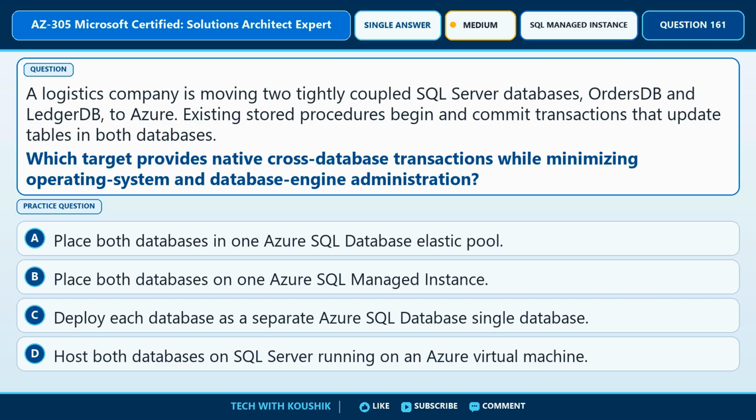The options are: Choice A, place both databases in one Azure SQL Database Elastic Pool. Choice B, place both databases on one Azure SQL Managed Instance. Choice C, deploy each database as a separate Azure SQL Database single database. Choice D, host both databases on SQL Server running on an Azure virtual machine.